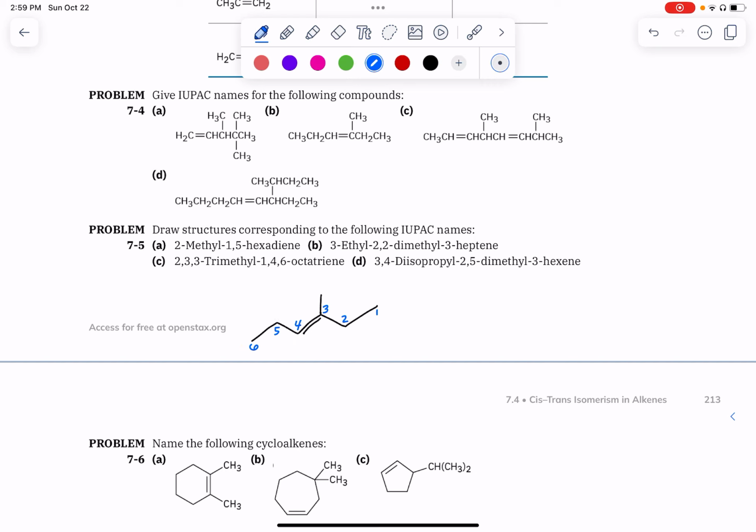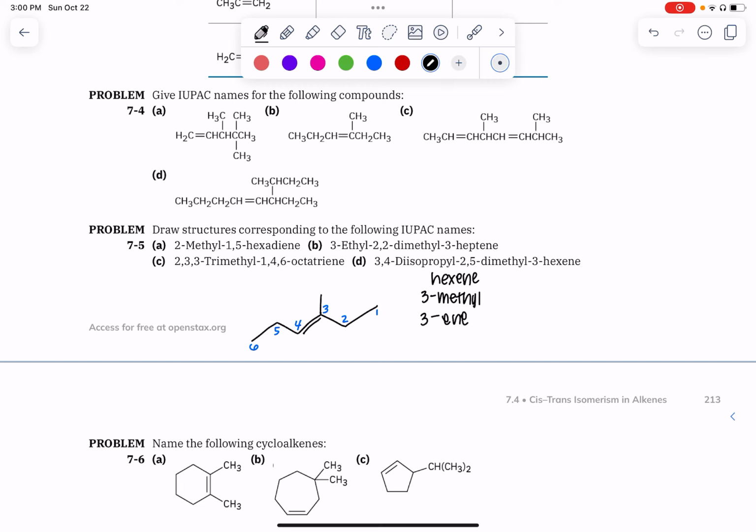And now we have our numbering. I've got 6, so I've got a hexene. I've got 3 methyl. And I also have 3 ene, right? Because they're on the same thing. And we always give this double bond the lowest locant number. Okay.